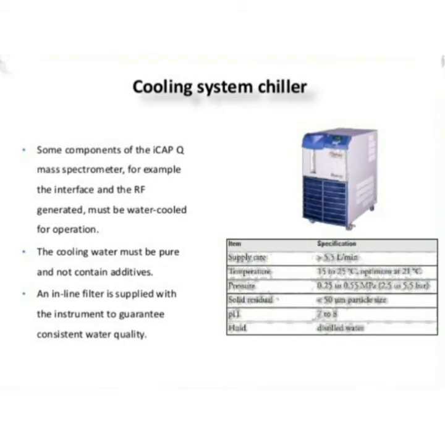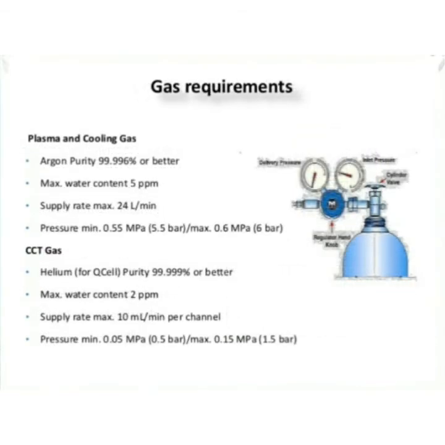Next is gas requirement. Without gas we cannot operate our ICP-MS instrument. For that reason we require gas also. Plasma and cooling gas: argon purity 99.9996 or better, max water content 5 ppm, supply rate maximum 24 liters per minute, pressure at mains 0.5 MPa, 5.5 bar maximum.